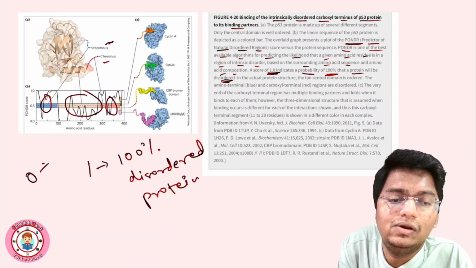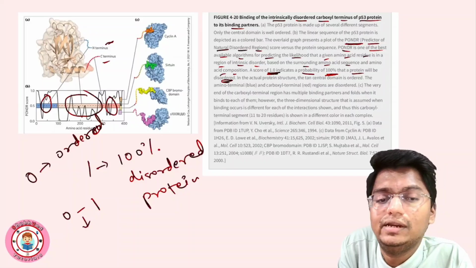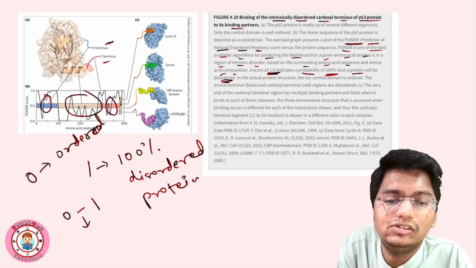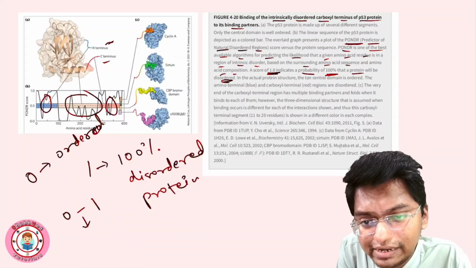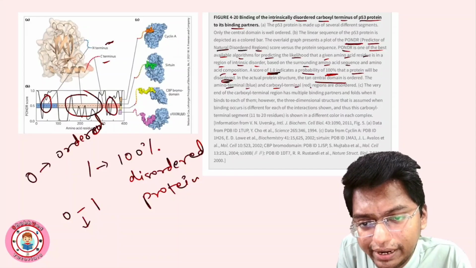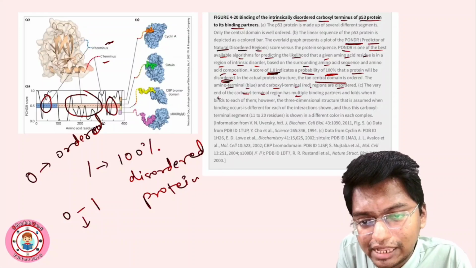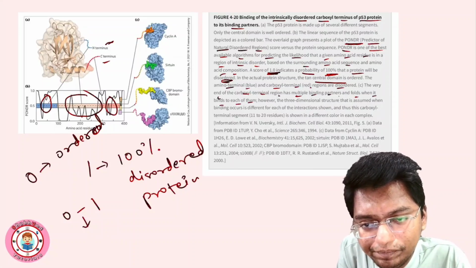That means 0 will be ordered, right? Ordered will be 0 to 1, and in this there are variations, different regions of ordered and disordered. Got it? So here it is written central domain is ordered, and the amino terminal that is blue, carboxyl terminal red are disordered. Very end of carboxyl terminal region has multiple binding partners and folds when it binds to each one of them. Right?